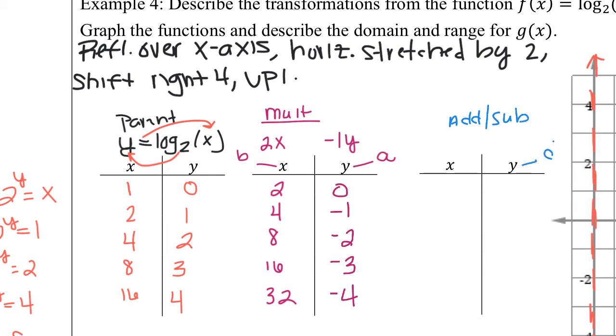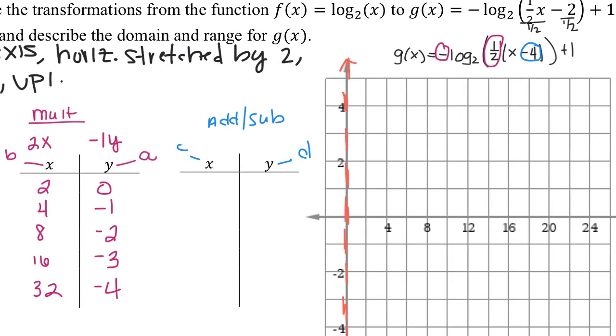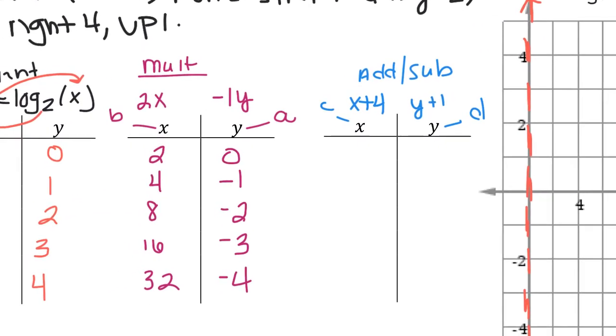So D is the y and C is the x. So I have a C of negative 4, but remember again, instead of minus 4, this is backwards, so we're really adding 4. And then D is plus 1, so we're really adding 1. That's the one that makes sense. Now let's go complete these numbers.